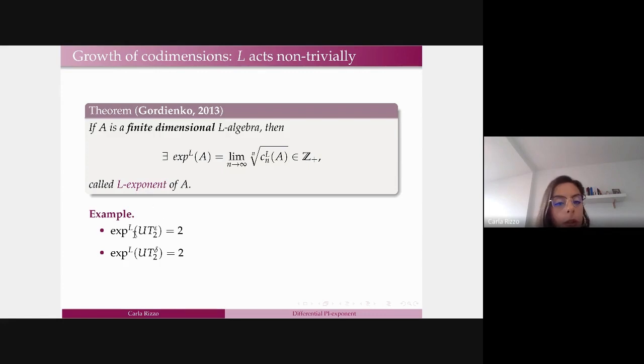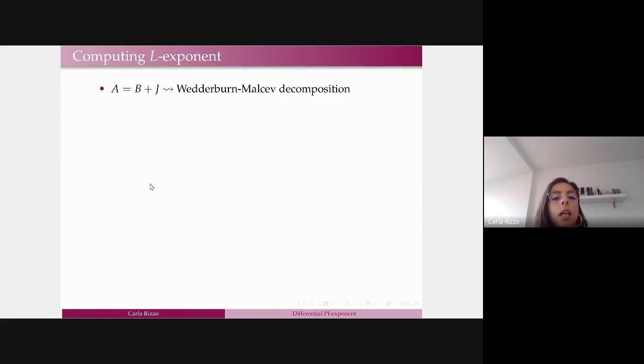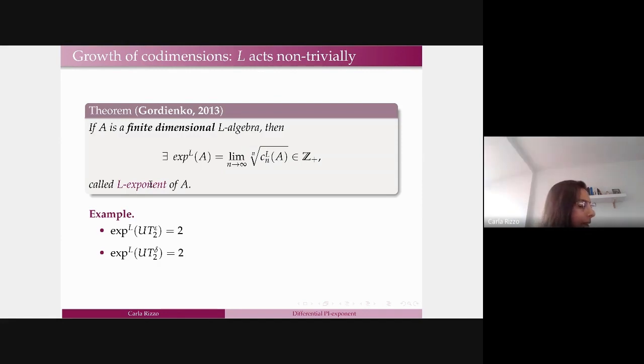And these are actually two examples of the exponent. The exponent of UT2 epsilon is 2, and again the exponent of UT2 delta is 2, and they are actually equal to the exponent of UT2 in the ordinary case. But the question now is, we have this exponent, but how was this result reached, since we don't have an L-invariant Wedderburn-Malcev decomposition?